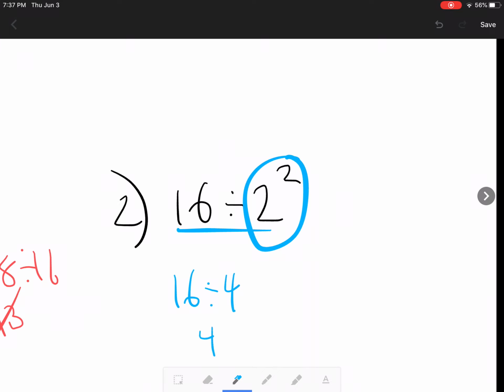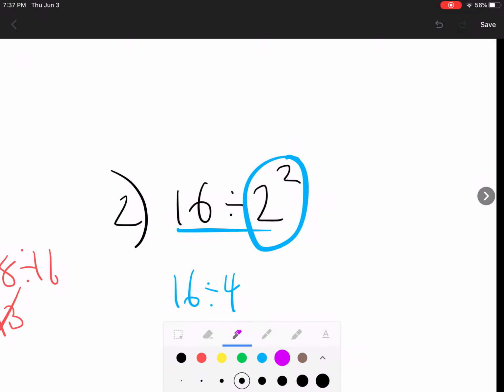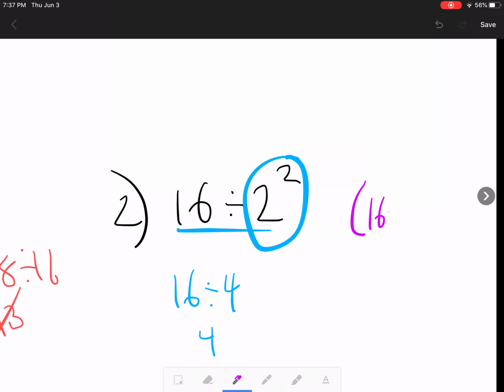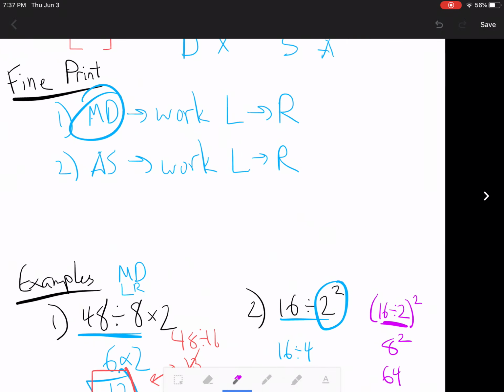Now, if I wanted you to do 16 divided by 2 and square it, the way I should have written that would be parentheses 16 divided by 2, squared. Now that means I do this first, 8 squared, and then I get 64. All right? So again, order of operations helps us consistently get the right answer and follow a process. So now let's look at some more complicated examples.